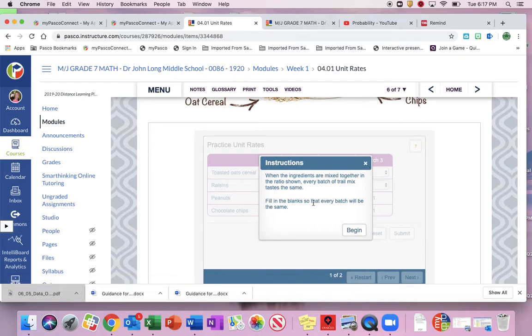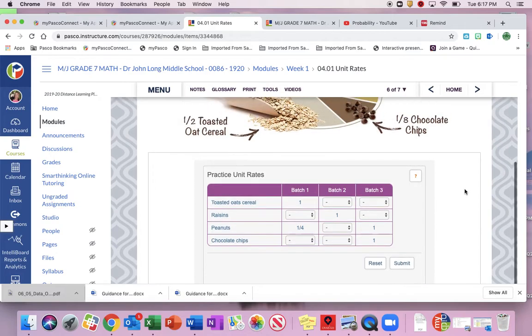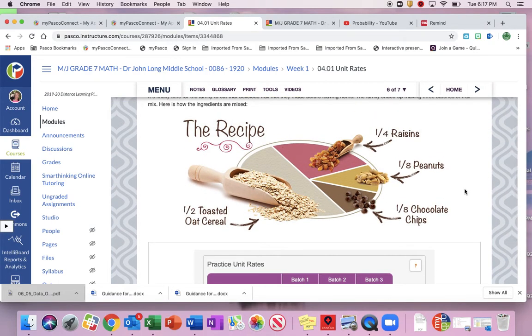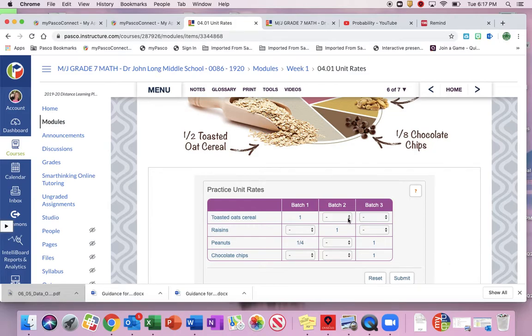So there are instructions: when the ingredients are mixed together, every batch of trail mix tastes the same. Fill in the blank so that each batch will be the same. Again, think equivalent ratios. So if you look up here at the graphic, you are told the ingredients and how much of each thing. So you would need to look at that in order to make the different batches. You see you've got drop down menus, you click for your choices, and again, I don't want to show you what to do and give you answers.